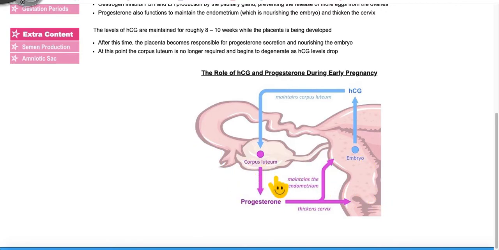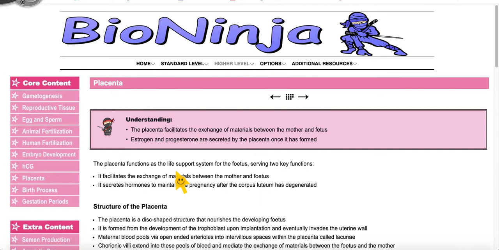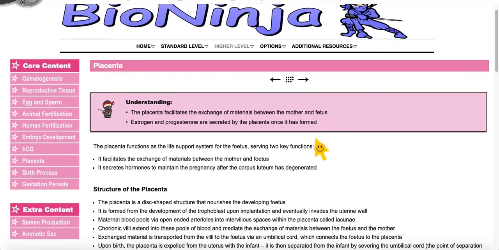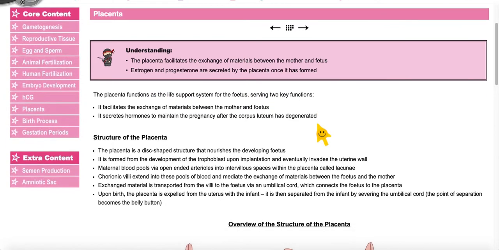So the corpus luteum here has an important role, but it's not going to remain forever. The corpus luteum remains around the first trimester, 8 to 10 weeks, while the placenta is being developed. So what is the placenta? The placenta facilitates the exchange of materials between the mother and the fetus. And the placenta has a very important hormonal role as well in keeping levels of estrogen and progesterone high.